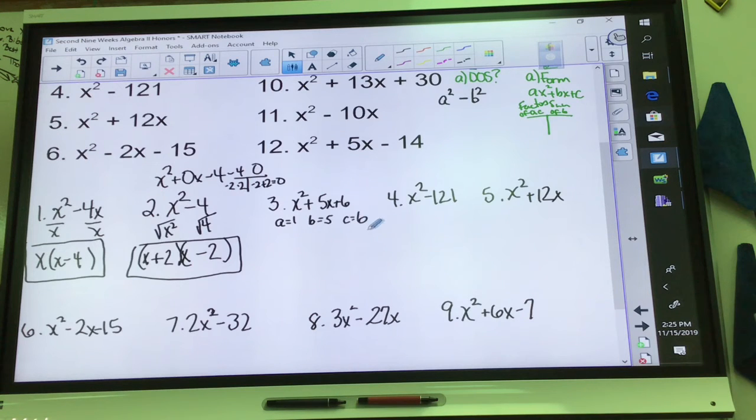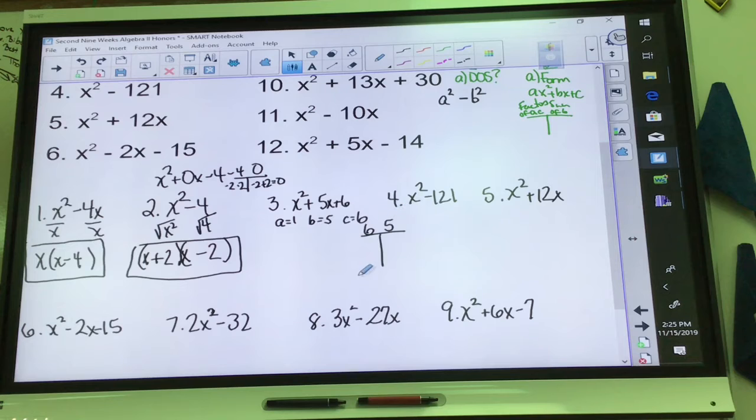So I'll make a chart. There's so many different ways that you could do this to factor. I find factors of the product of a and c. So a times c is 6. And I'm looking for a sum of 5. And then I use my brain after that.